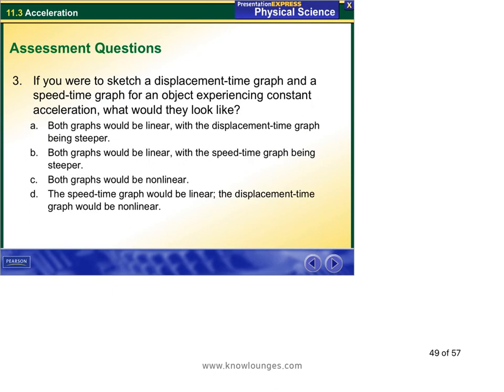If you were to sketch a displacement time graph and a speed-time graph for an object experiencing constant acceleration, what would they look like? The speed-time graph would have to be linear, and the displacement time graph would be nonlinear or curved. So both graphs will be linear, not true. Both will be nonlinear, not true. And there's the one: one's going to be linear, one's going to be nonlinear.